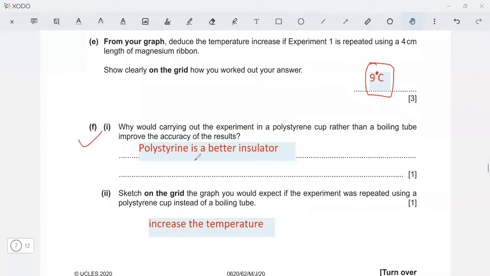First bit. Why would carrying out the experiment in the polystyrene cup rather than the boiling tube improve the accuracy of the result?